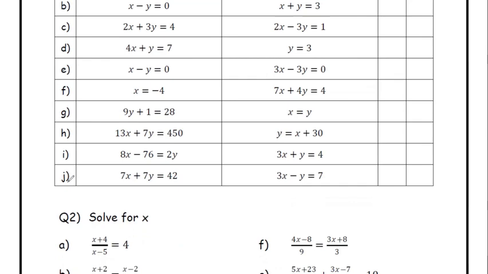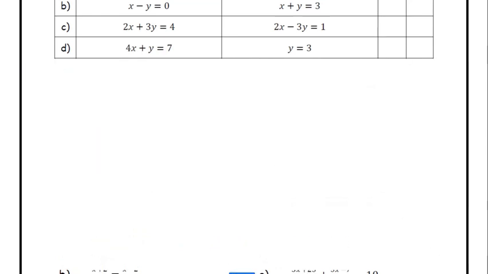D. Now, if you look at D, it's quite easy. What they're doing in D is simply, the y is given to you. The value of y is given to you. All you have to do is substitute it. So anyway, I'll do both the substitution and the elimination.